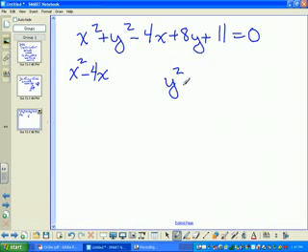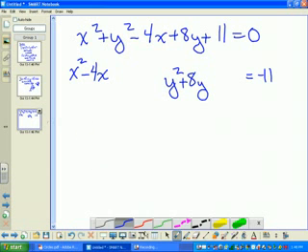Then we're going to take our y² plus who? The 8y. Leave you some space. And I'm going to move the 11 to the other side. Okay? Because the constant always has to do with our radius, right? And where is it always located? On the other side by itself.